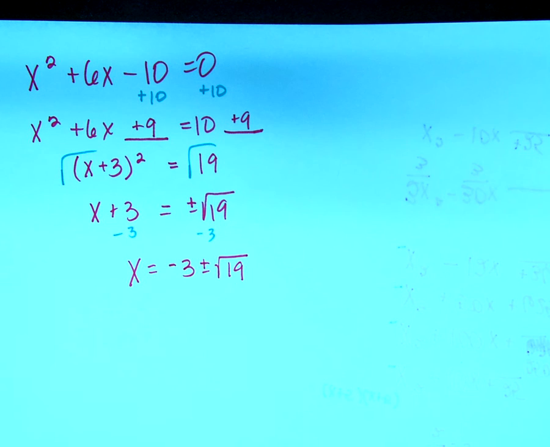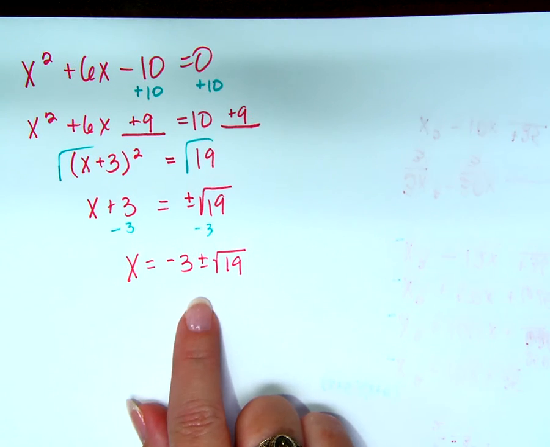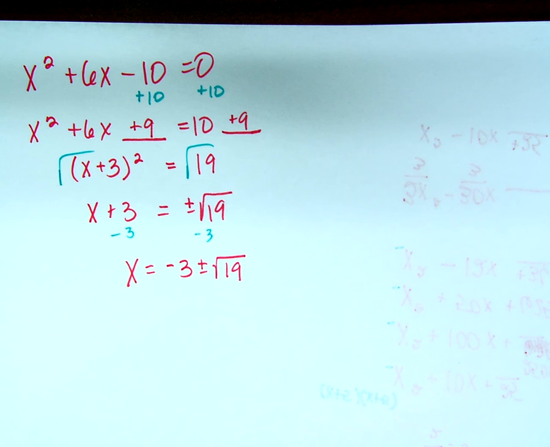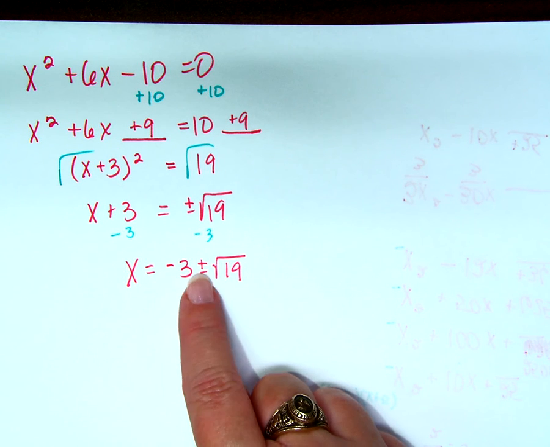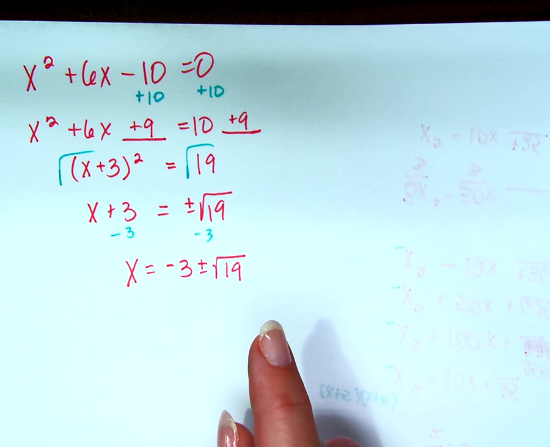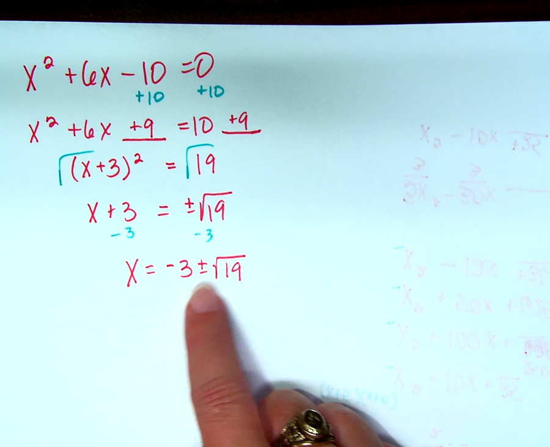Now, we didn't address this part last week because nobody in here had a problem with it, but I'm making the video, so I want to address it to everyone. How many solutions did I just get? I just got 2 solutions. Can you tell me one of the solutions? X equals negative 3 plus the square root of 19. Do you understand that that's one solution? So can you tell me the other solution? Negative 3 minus the square root of 19.